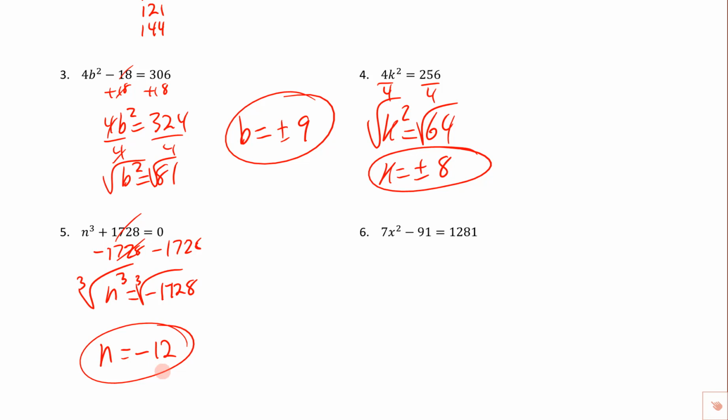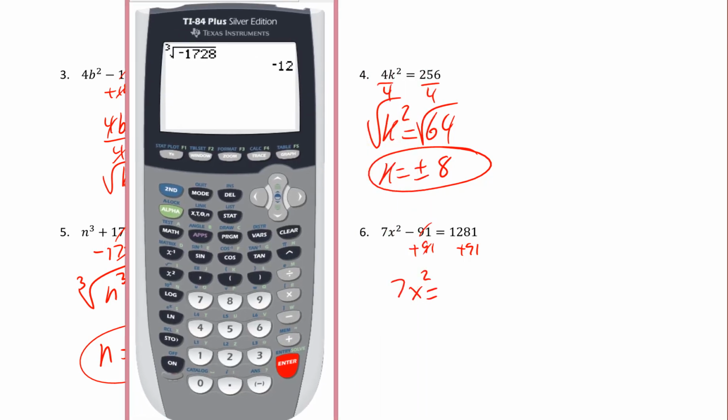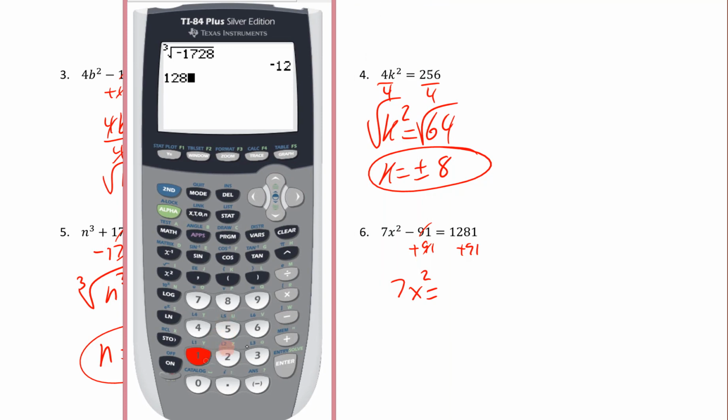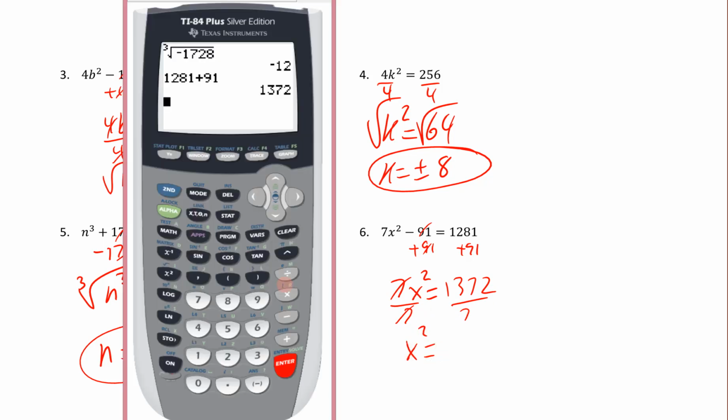And let's do this one right here. So we're going to add 91 to both sides. So this is 7x squared. Notice that it's a quadratic equation. Let's take that 1281 plus 91. We end up with 1372. Pretty big number, but we're going to make it smaller right now because we got to get rid of that coefficient. So we get x squared, and then we take 1372 and we divide it by 7. We get 196.